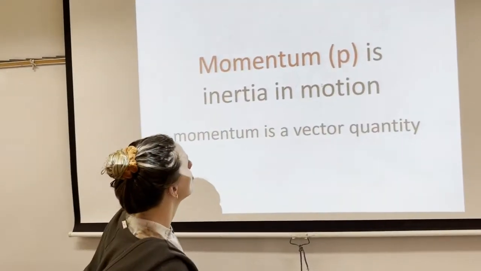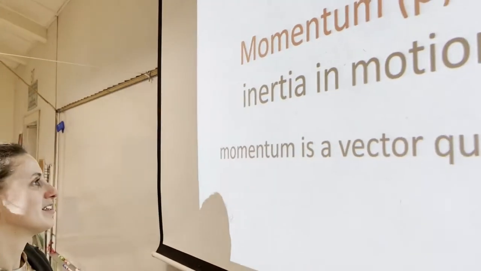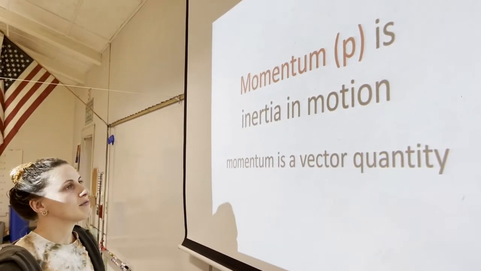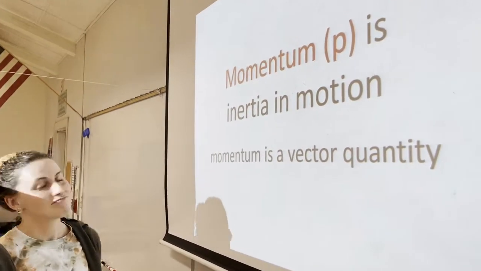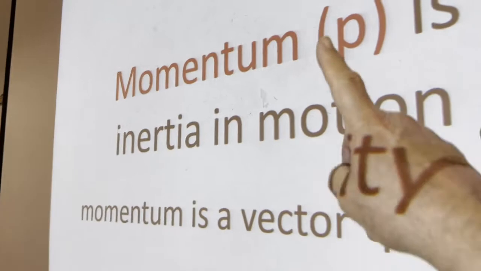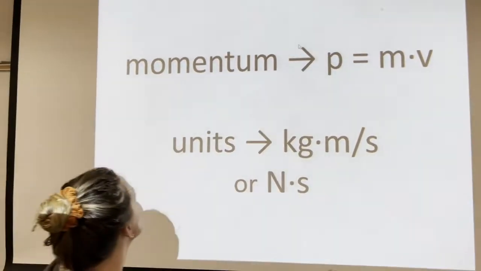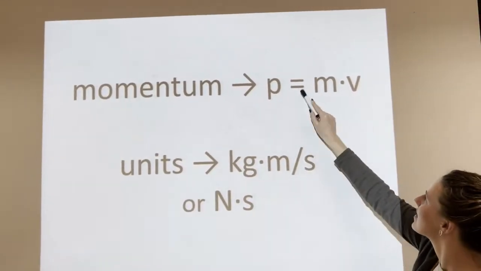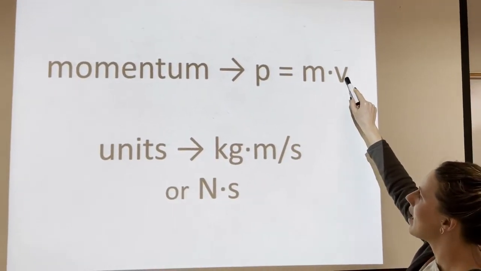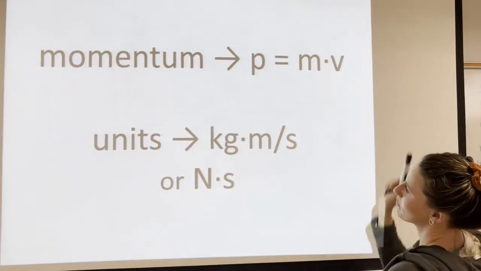Okay. So momentum is inertia in motion. It is a vector quantity, which means it has a magnitude and a direction. Symbolized by the letter P, lowercase p. Don't ask me why. It is what it is. Momentum. This is the equation that you're going to use. P equals m times v, where m is mass in kilograms and v is velocity in meters per second.